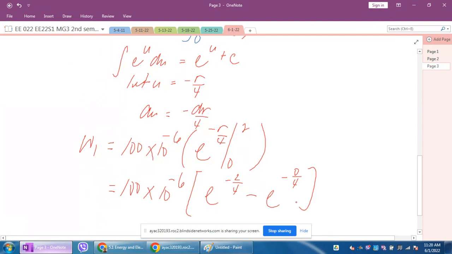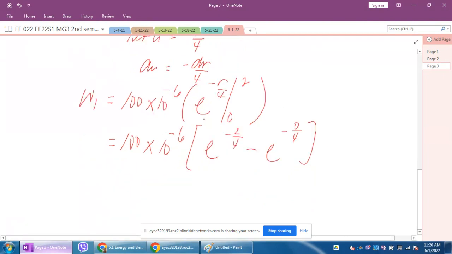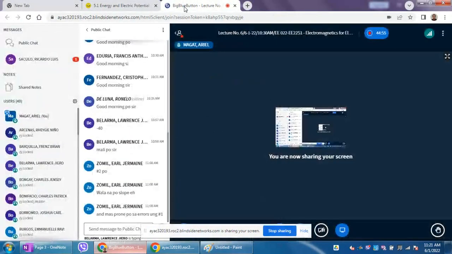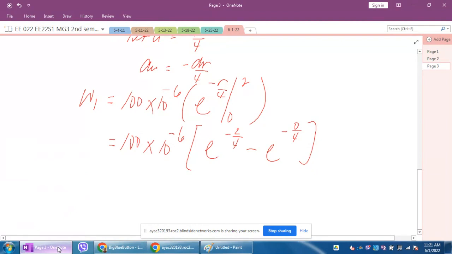How much is this? Paki-simplify nga po. How much is this? Type nga po sa chat box yung value nito. So, e to the negative 1/2 minus e to the 0 times 100 times 10 raised to negative 6. Chat box, please. What's the value? Oh, kita ko po ulit. Okay. How much is this?